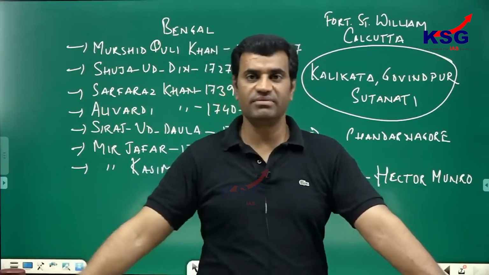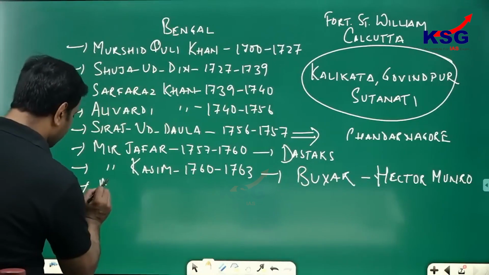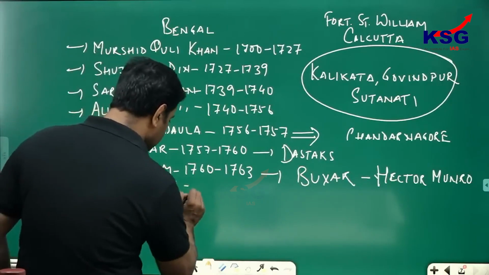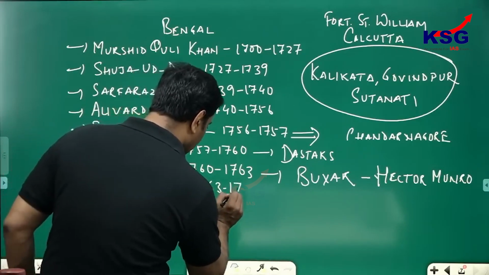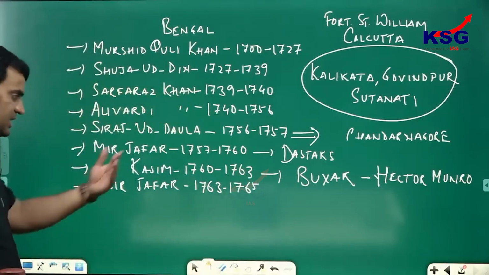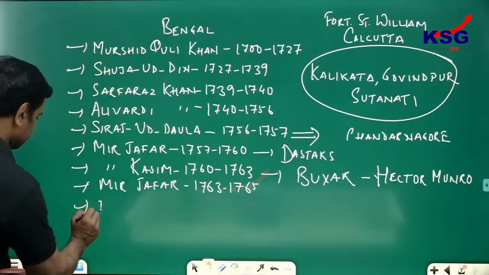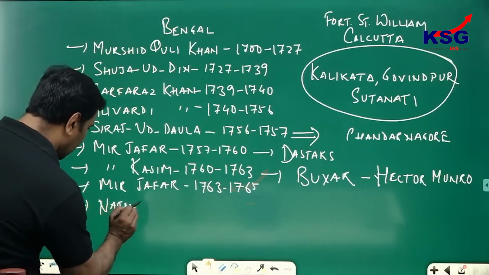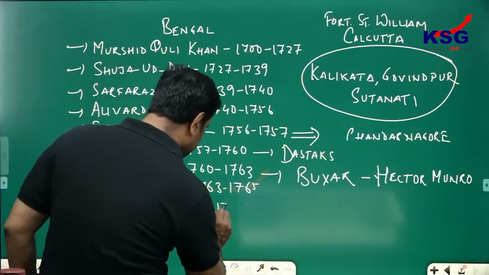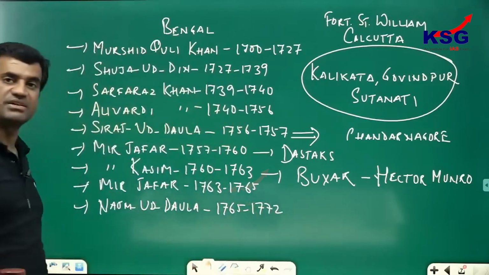Clear? All these developments took place, and meanwhile, after the Battle of Buxar, the British authority again appointed Mir Jafar as Nawab of Bengal for the second time. He remained as Bengal Nawab from 1763 to 1765. Clear? In 1765, Mir Jafar died, and he was succeeded by his son named Najm-ud-Dawla. And Najm-ud-Dawla remained as Nawab of Bengal from 1765 till 1772.